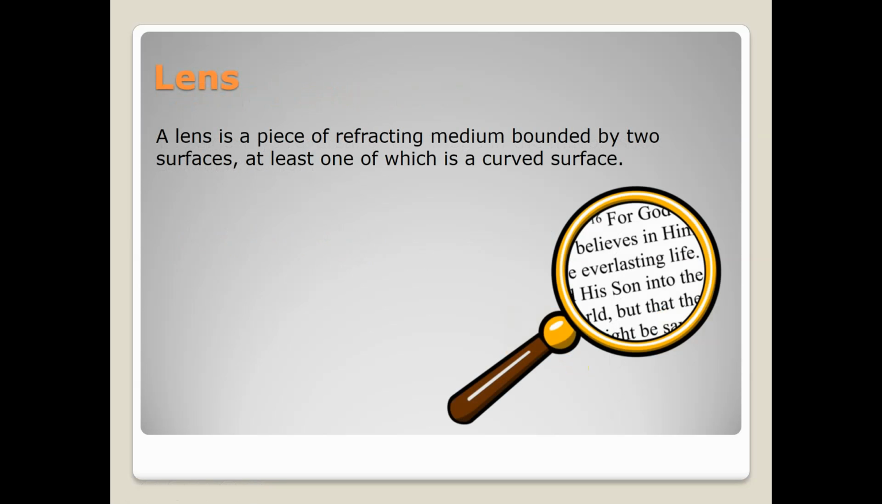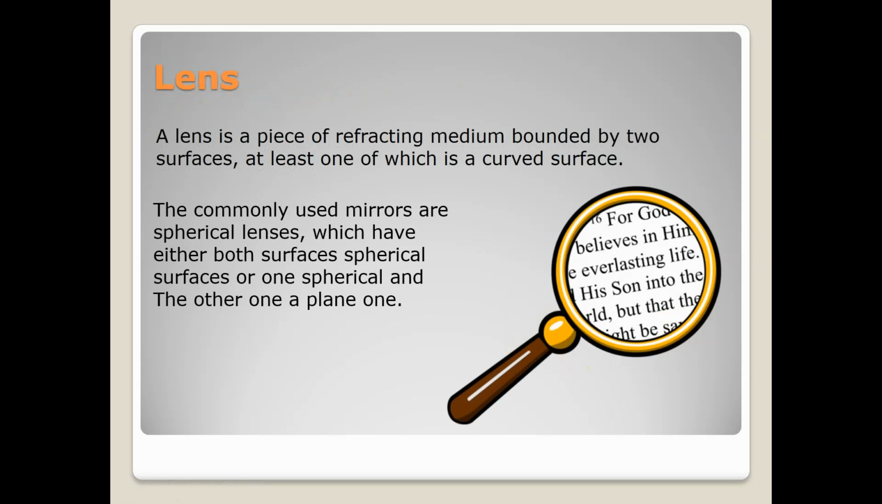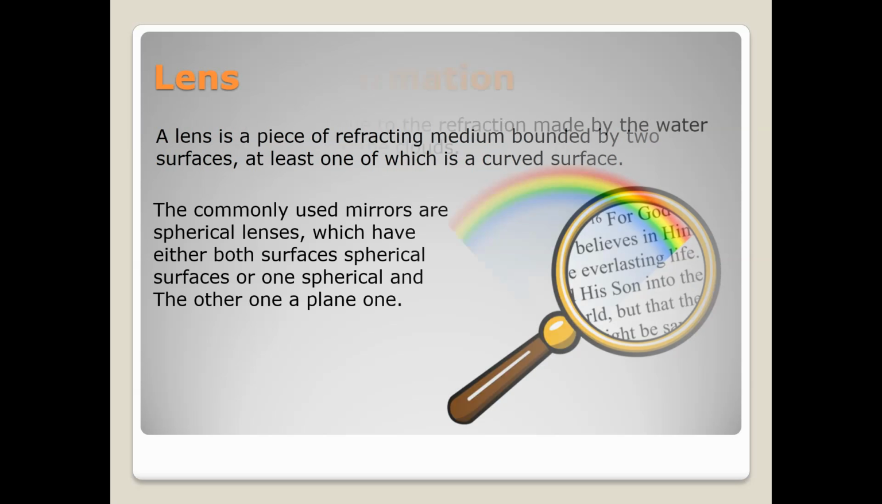Coming to lens. A lens is a piece of refracting medium bounded by two surfaces, at least one of which is a curved surface. The commonly used lenses are spherical lenses, which have either both surfaces spherical or one spherical and the other one a plane.